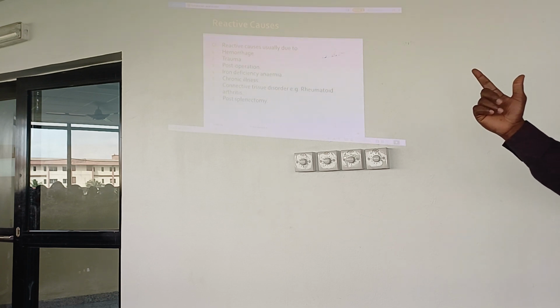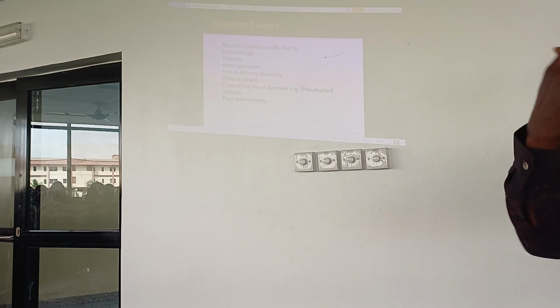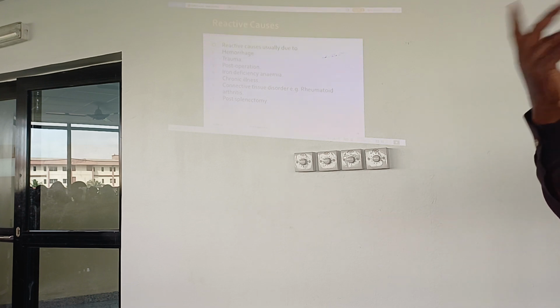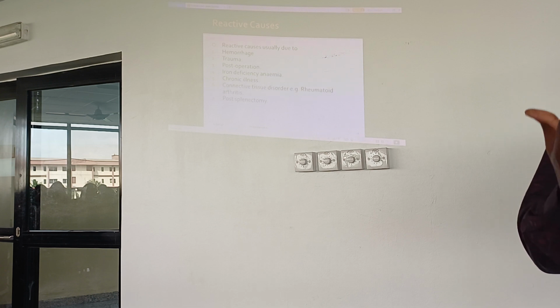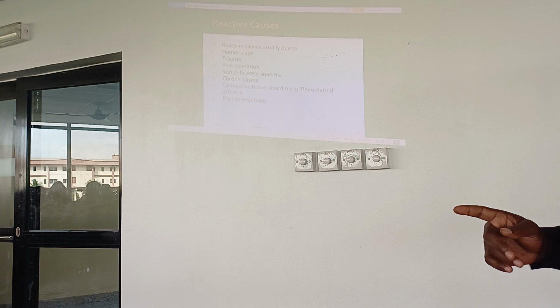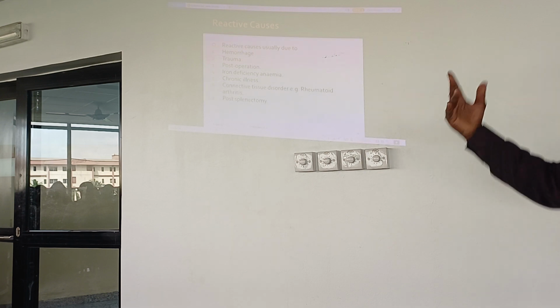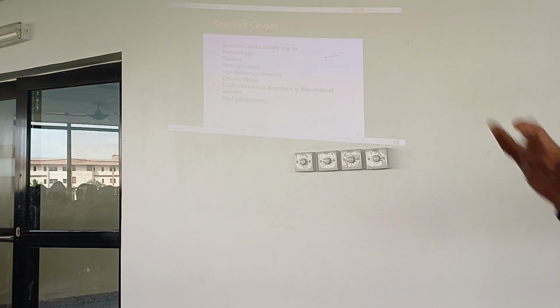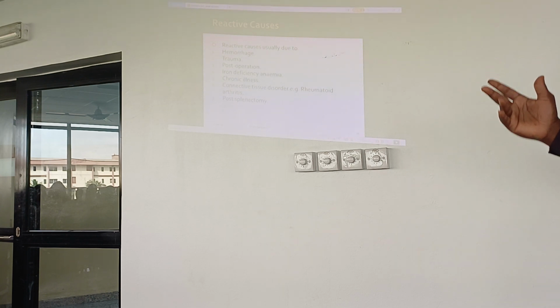Trauma can also cause it, but even in hemorrhage, your platelet count will not be 1 million. It can be 600,000 or 400,000, but it cannot be 1 million. If it's 1 million, then you start thinking about myeloproliferative disorders. So these are the other causes. Iron deficiency can also cause it, with the same mechanism, erythropoietin.